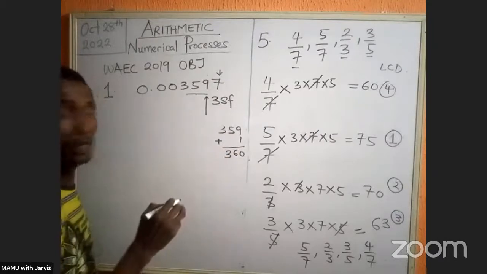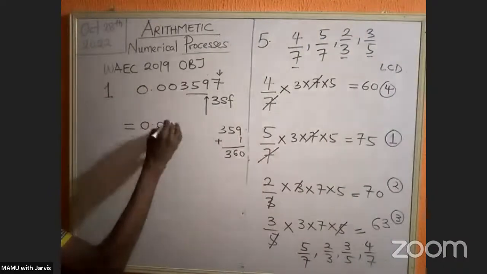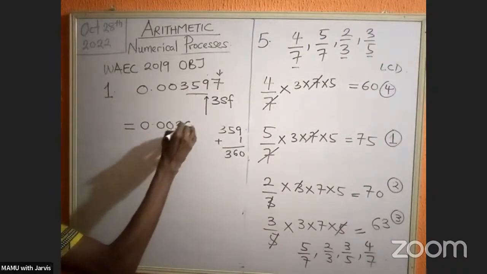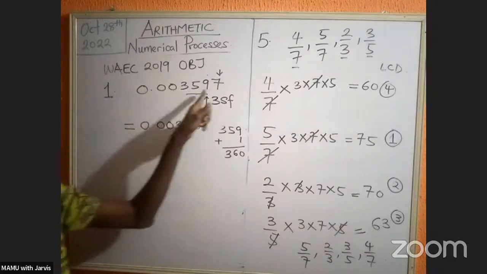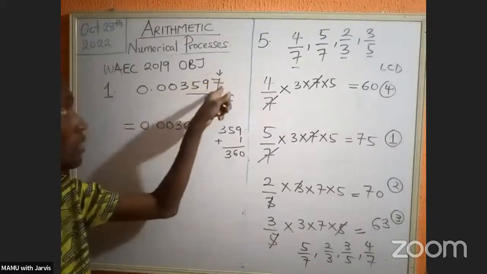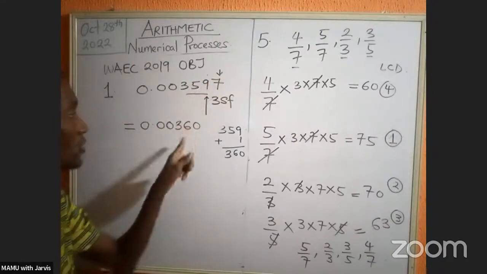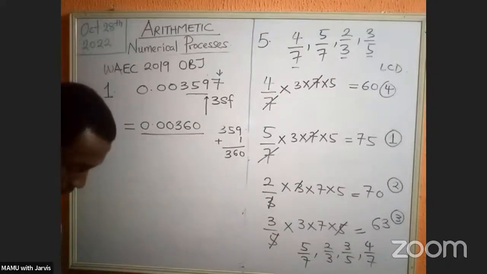So in writing my answer, I'm going to have 0.00360. 3 significant digits, the digit of interest, and the digit costing the approximation. And that's what I'm going to get as my final answer to that question.